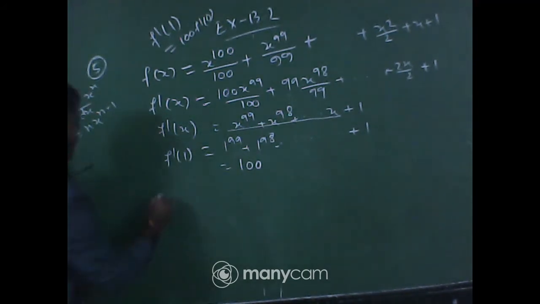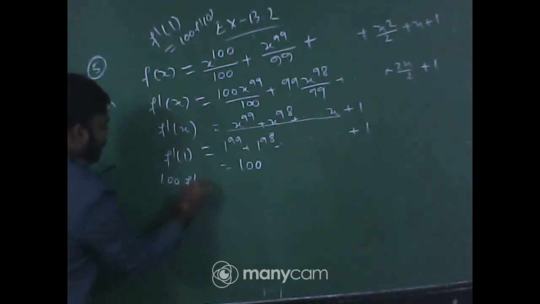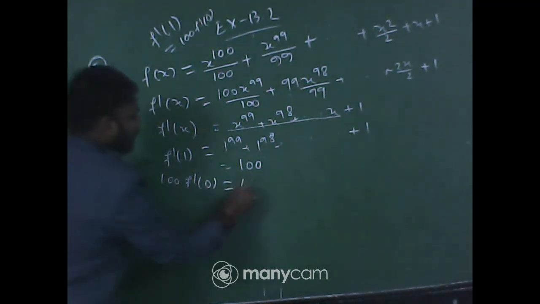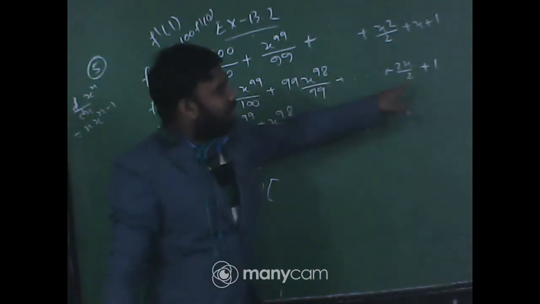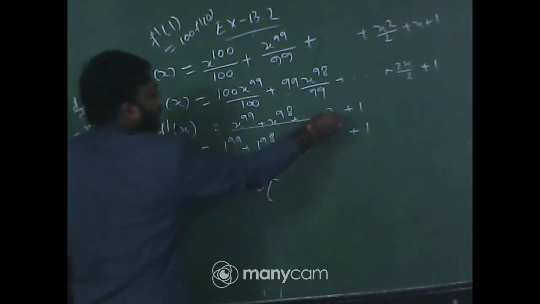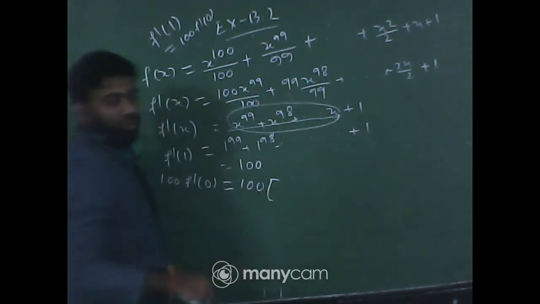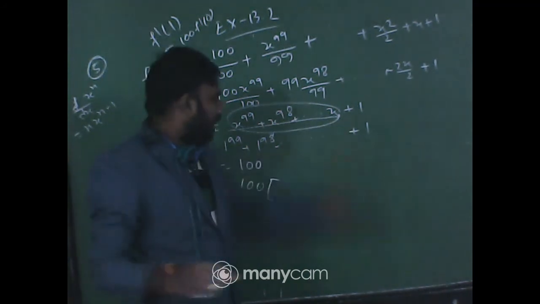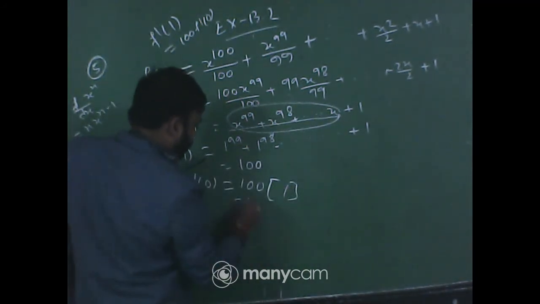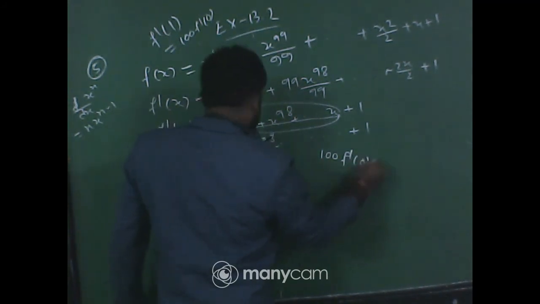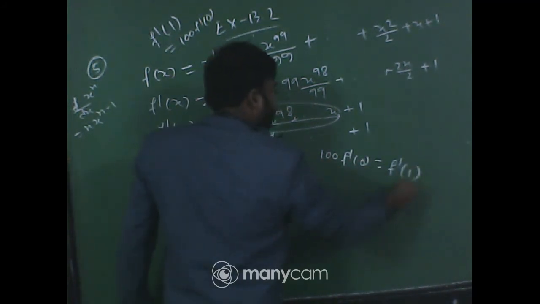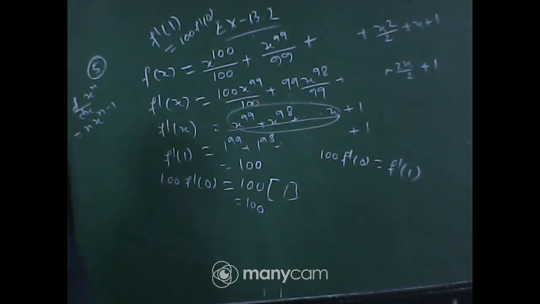Now what is the value of 100 f dash 0? f dash x, if you put 0, all these terms will be 0. Only one term is there, that is plus 1. So 100 times 1 equal to 100. So 100 f dash 0 equal to f dash 1. Okay, got it everyone?